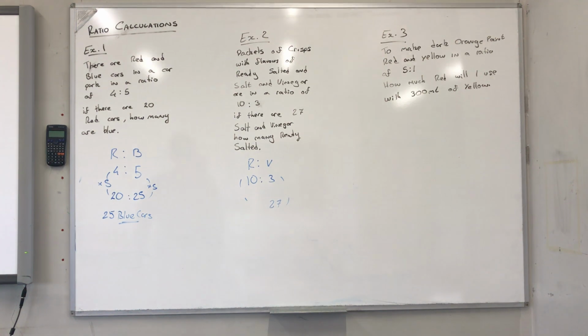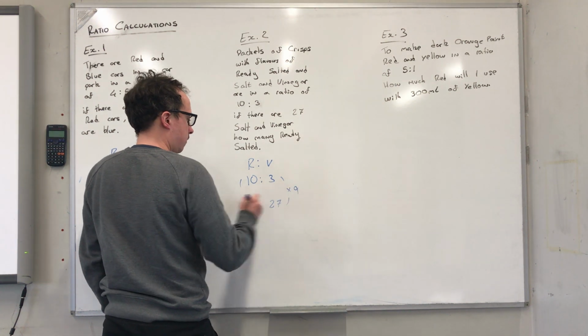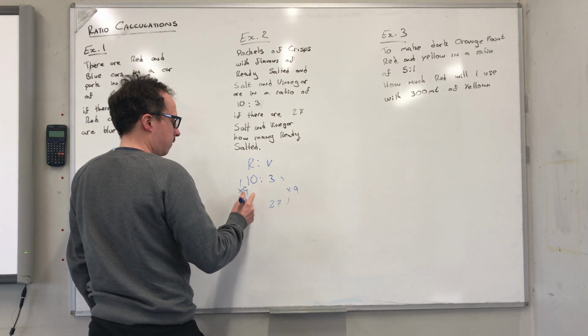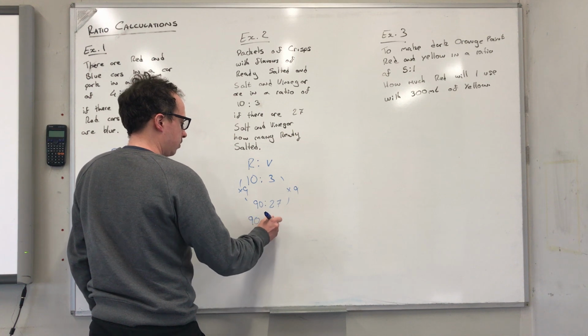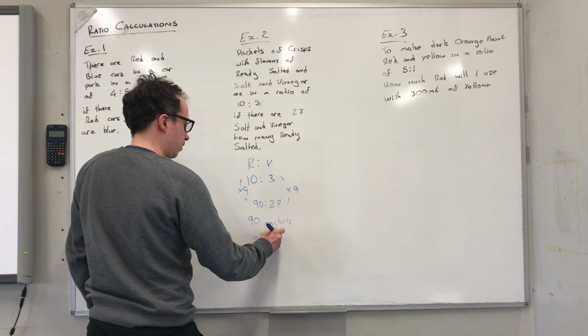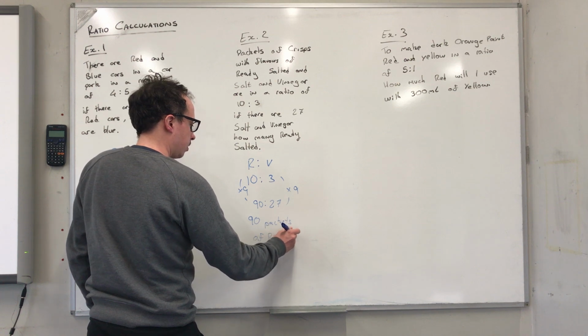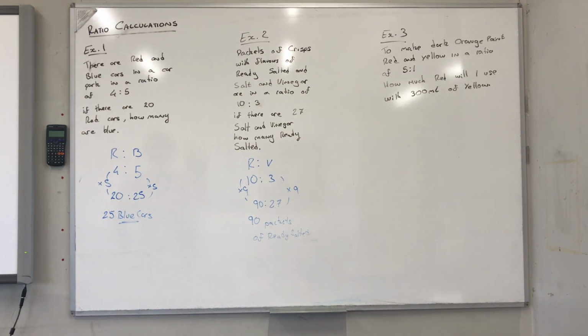So what do I need to do with 3 to get 27? Well, I need to multiply it by 9. So we end up with 90 packets of ready salted.